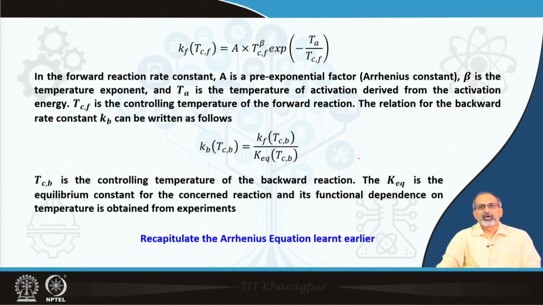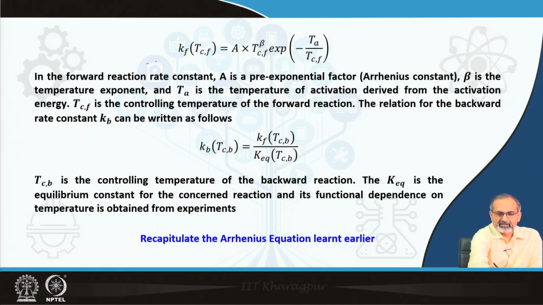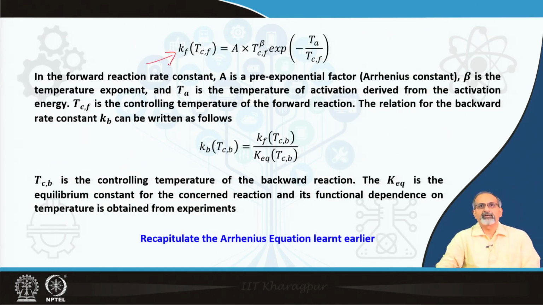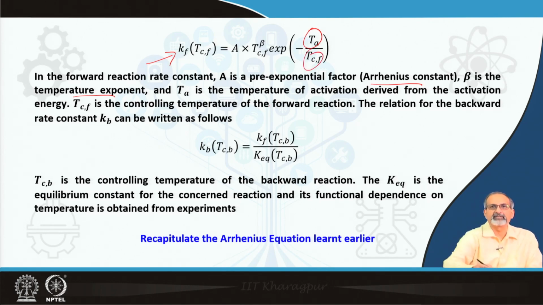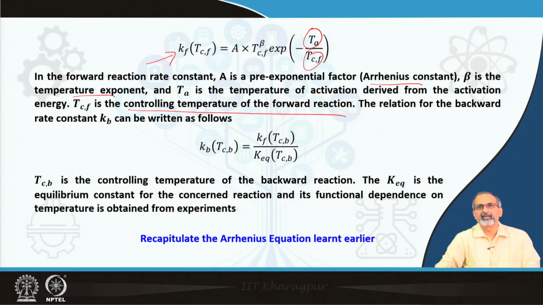We will look at some of the specifics related to the chemical reactions. This is basically the forward reaction rate constant, where A is a pre-exponential factor. You can call it the Arrhenius constant. Beta is the temperature exponent. Ta is the temperature of activation derived from the activation energy. That is what figures in the exponential term here. Tcf, another term which figures in the exponential part, is the controlling temperature of the forward reaction.